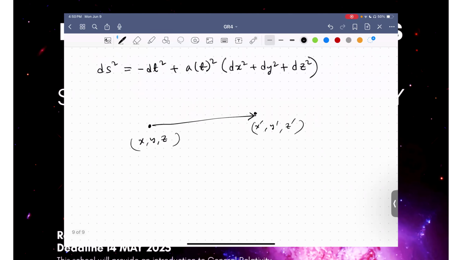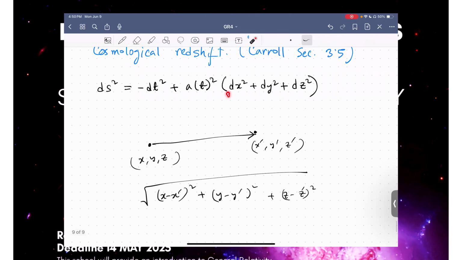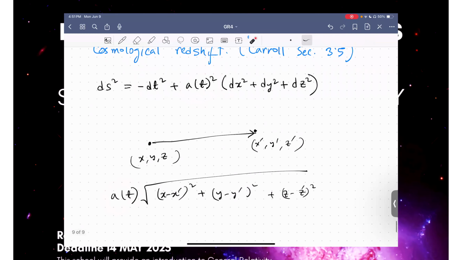You would measure this distance as follows. The distance is going to be given by the square root of (x minus x prime) squared, plus (y minus y prime) squared, plus (z minus z prime) squared, right? So this would be the usual Euclidean distance. But now you have this multiplying the metric. So you will simply gain a factor of this in front of your distance if you measure the distance at time t. That's all it does.